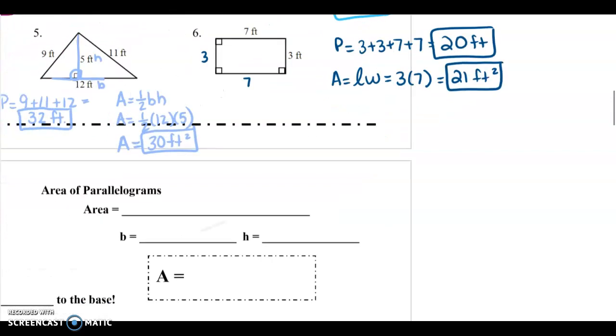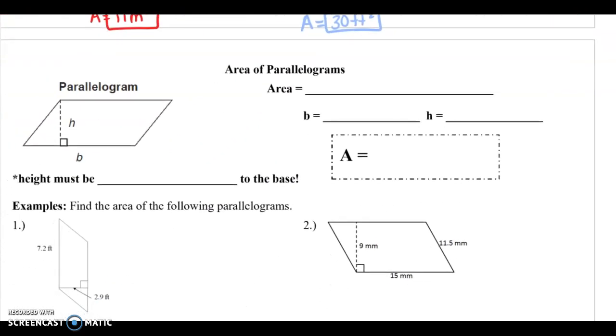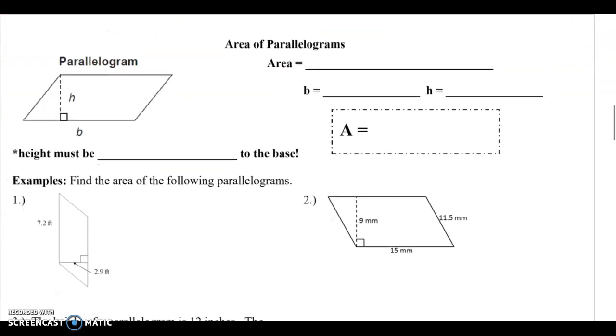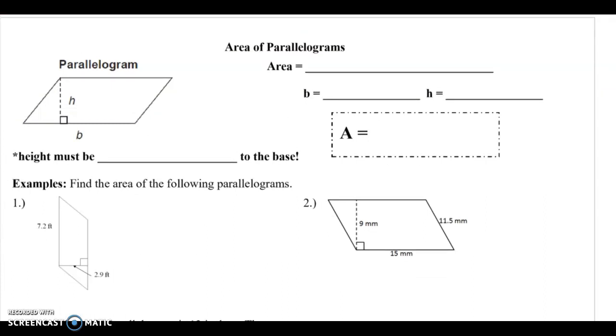Next one here is a parallelogram. A parallelogram, remember, has opposite sides parallel. So finding the area of a parallelogram is the exact same way you'd find the area of a rectangle. You would do length times width, or base times height, where B is your base and H is your height. All right, so base times height.